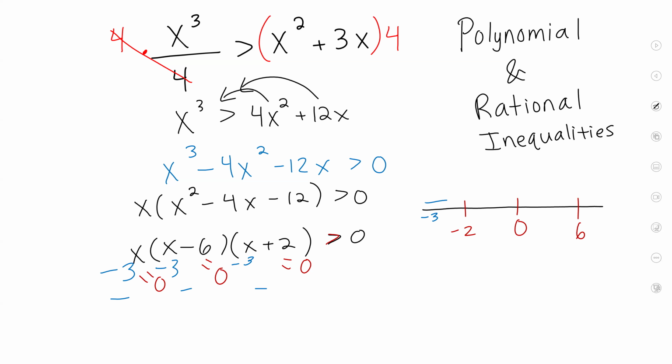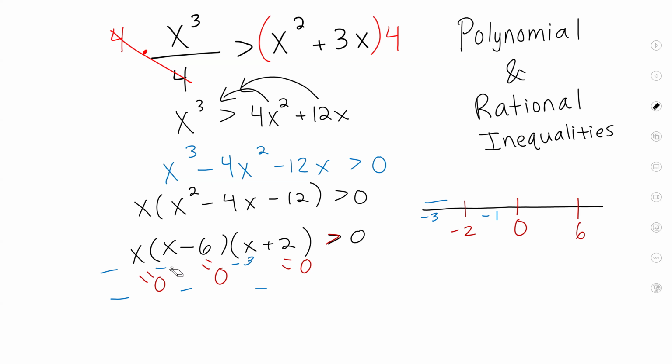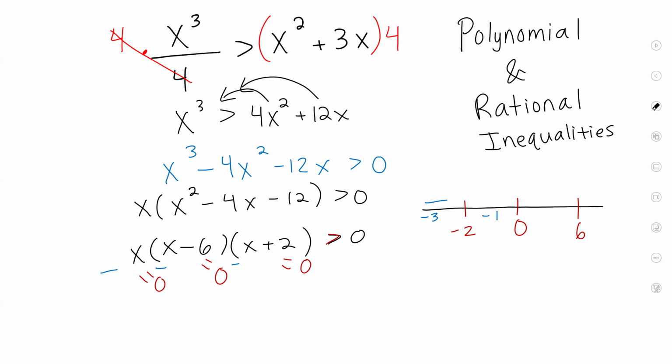Now let's plug in a number between negative 2 and 0, such as negative 1. So now I'm going to plug in some negative 1s here. I know this is just negative 1, so it just stays negative. This will be negative 7, that's negative, and this would be a positive 1. So I have 2 negatives, that makes a positive, so this is positive.